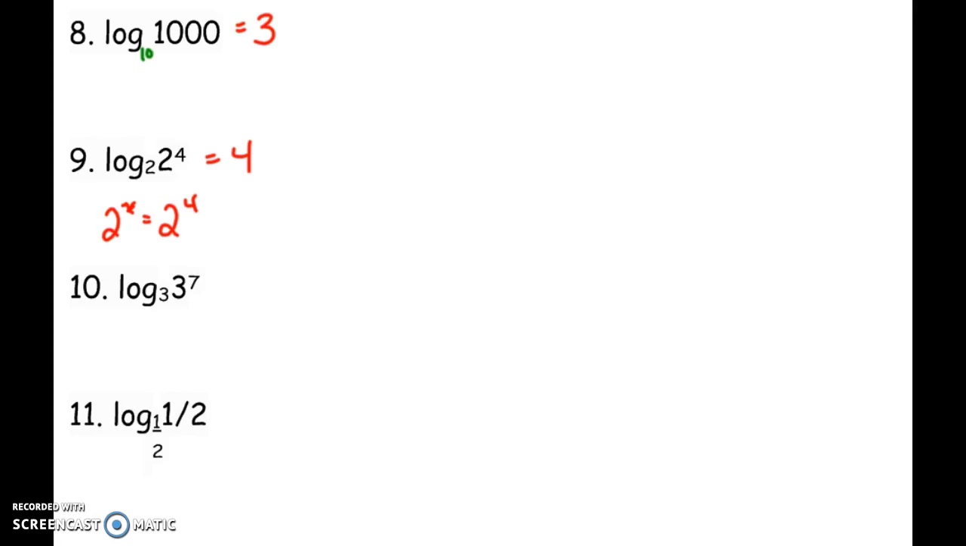So what would be the answer to number 10? 7. 3 to some power is equal to 3 to the 7th. Bases are the same, their exponents must be the same.